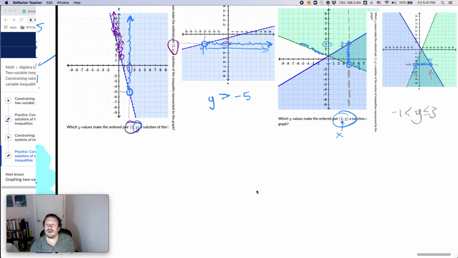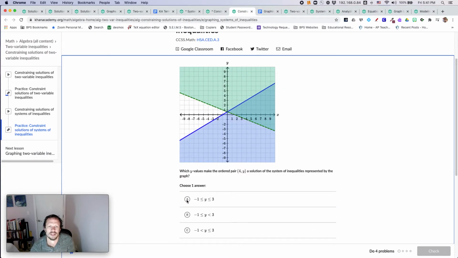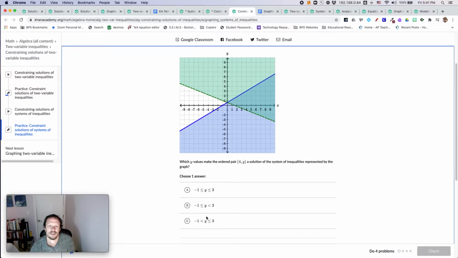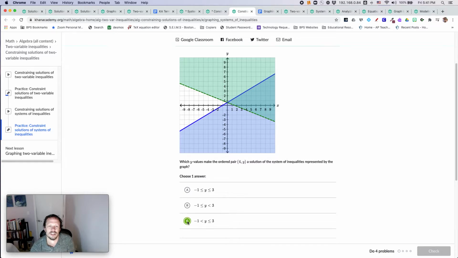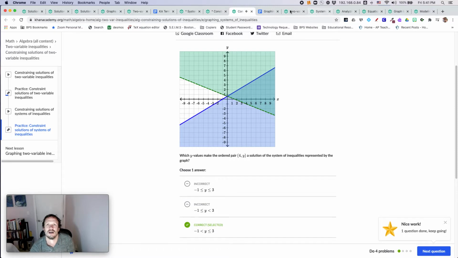Going back to Khan Academy, -1 less than y, less than or equal to 3. There's a less than or equal to. It should be less than. Scroll down, and here we see C has all of the characteristics correct.